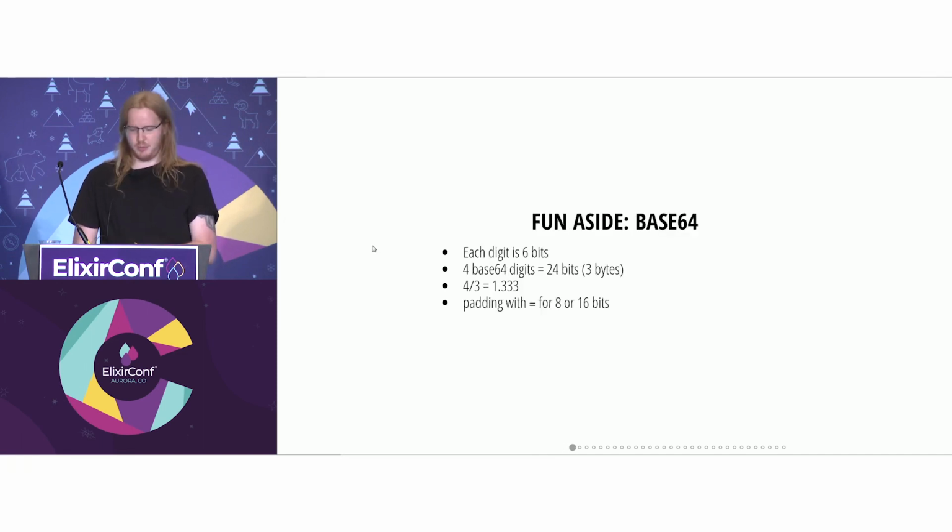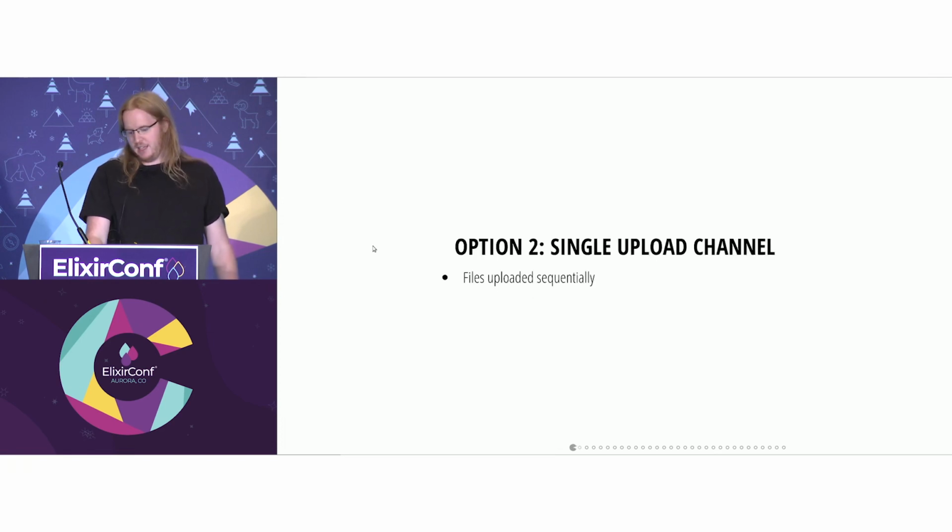Here's a fun aside about base64. Each digit in the base64 language is 6 bits, and that's A to Z, lower and uppercase, and 0 to 9. So for each 4 base64 digits, you can fit 3 bytes, and that's where you get this 33% overhead. It's also why sometimes you'll see a base64 string encoded with 1 or 2 equals signs at the end, because it hasn't ended on a 3-byte boundary. I told you that'd be a fun aside.